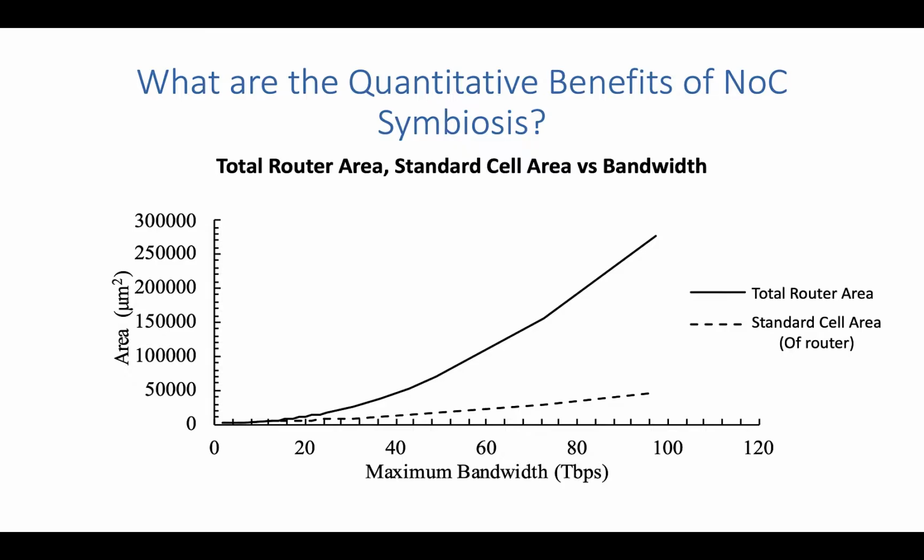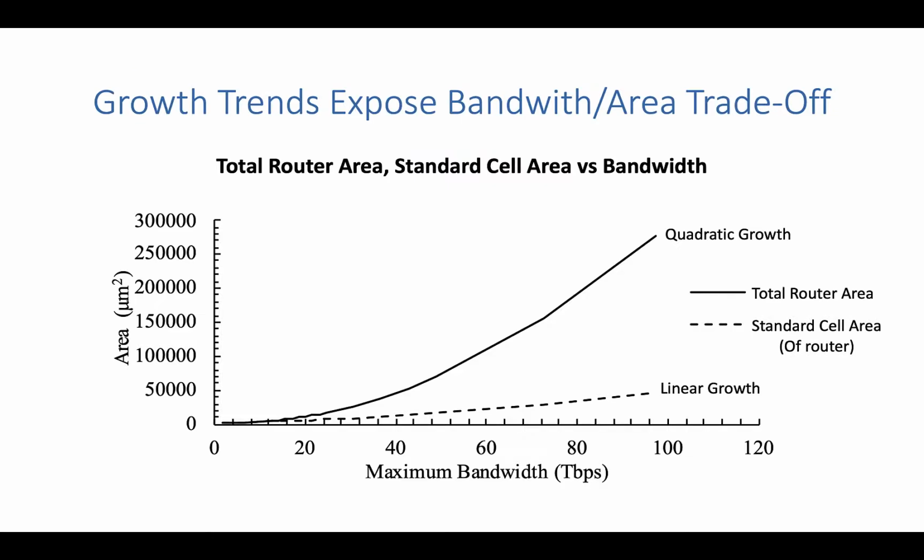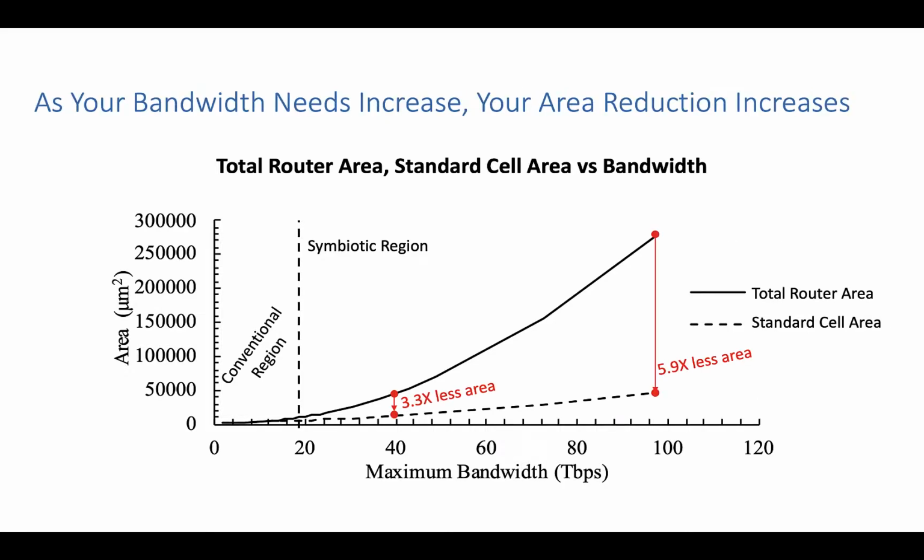As you can see, the total router area increases quadratically as the maximum bandwidth increases. Second, on a dashed line, is the standard cell area of the router. As you can see, the standard cell area increases linearly as the maximum bandwidth increases. Now these growth trends, or the difference in growth trends, expose a bandwidth-area trade-off. And if we annotate this graph with the conventional and symbiotic region, and if we pick a design point in the symbiotic region, we can actually achieve area reductions by recovering the unused area in the router.